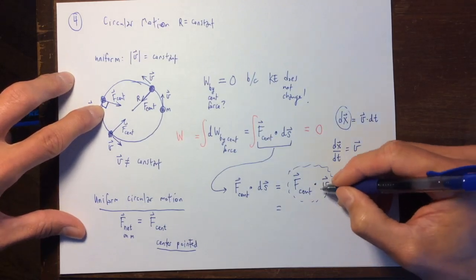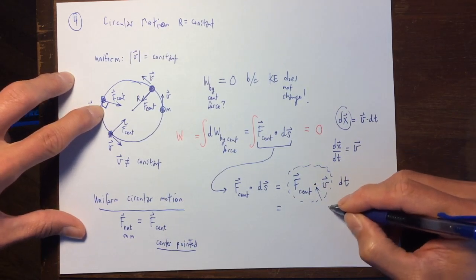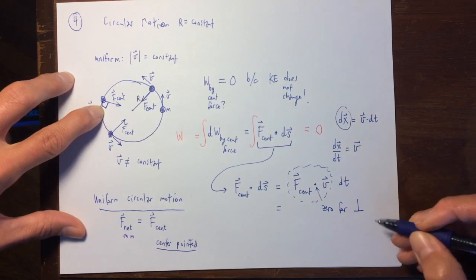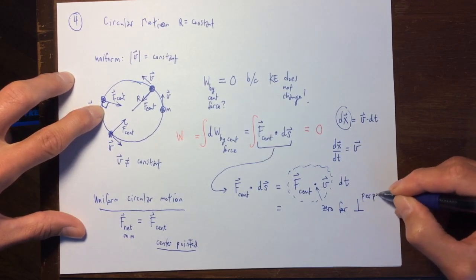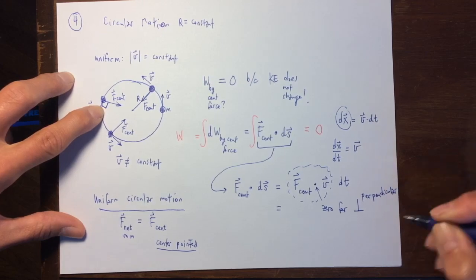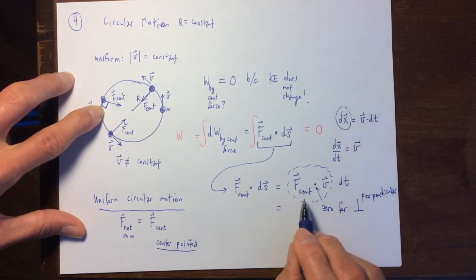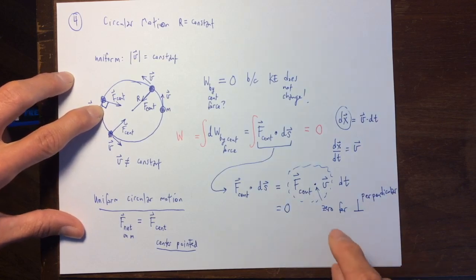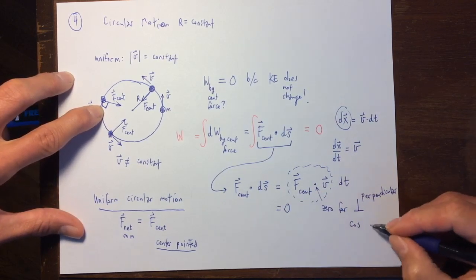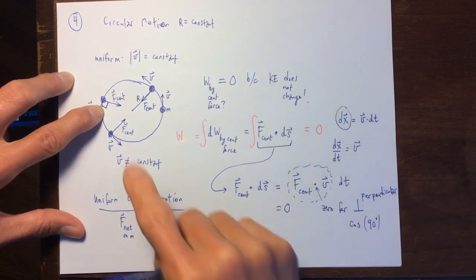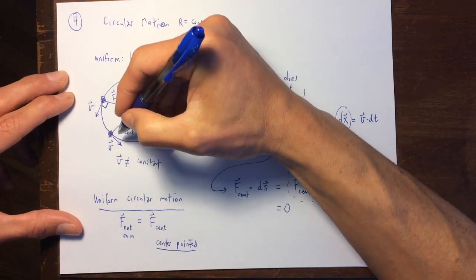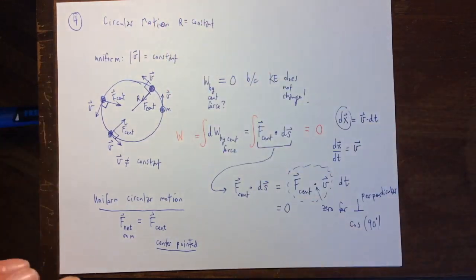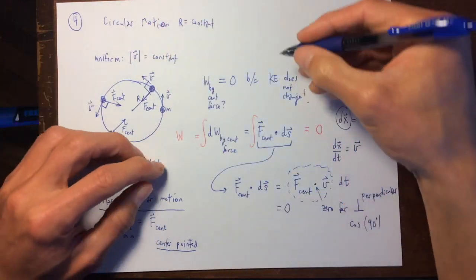And the dot product is always going to be 0 for perpendicular vectors, so this always is going to be 0. You're always going to take the cosine of 90 degrees. Over here it's 90 degrees, over here it's 90 degrees. This is a big deal.